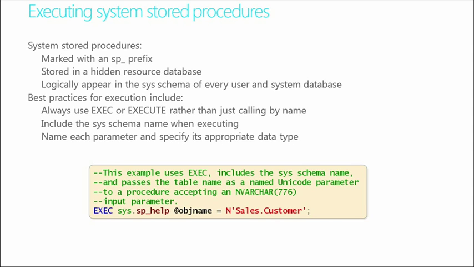The best practice for execution includes using the exec or execute statement rather than just typing in the stored procedure name. You want to include the sys schema name so it knows exactly what you're calling out, so there's not any issues with the naming convention. And you can name each parameter and specify the appropriate data type. So they're showing again another stored procedure down here with a parameter of object name, and we're calling out the table called customer. So we're specifying what it is that we want to see here.